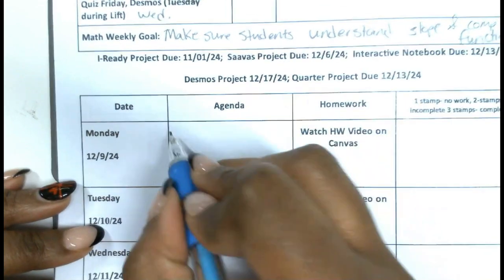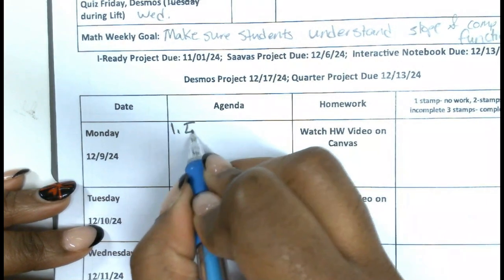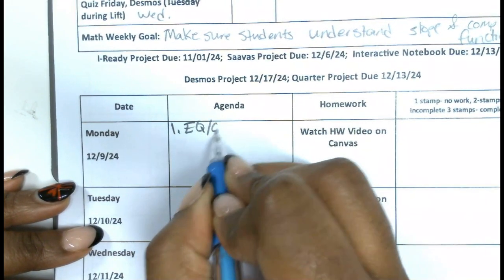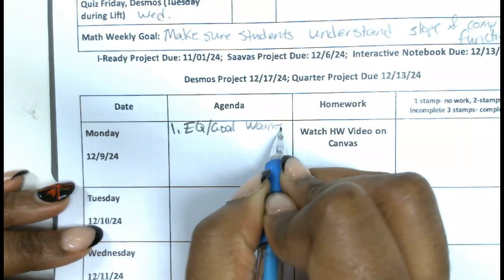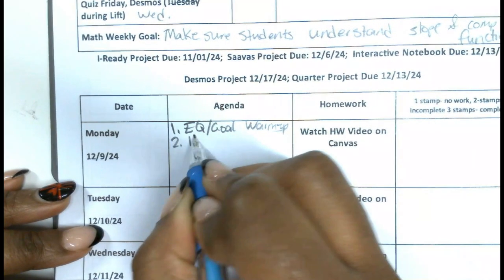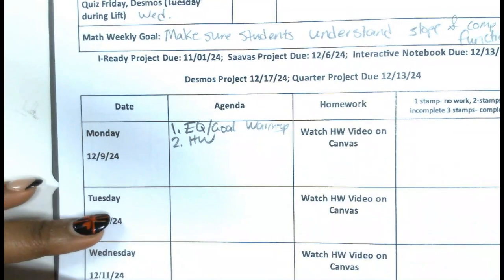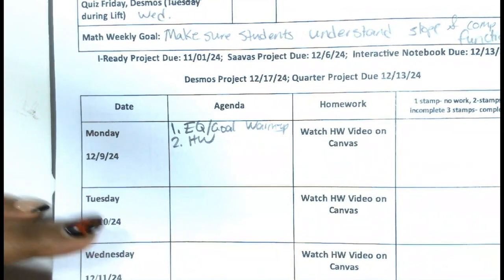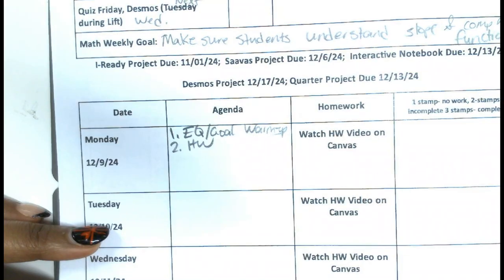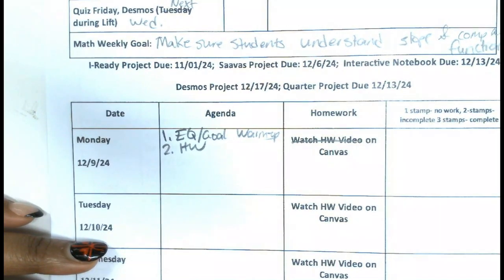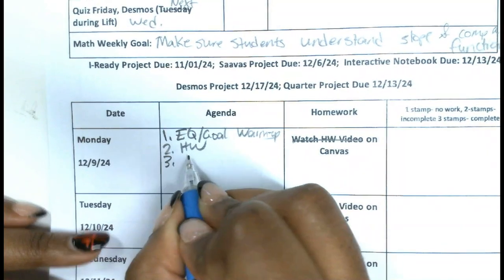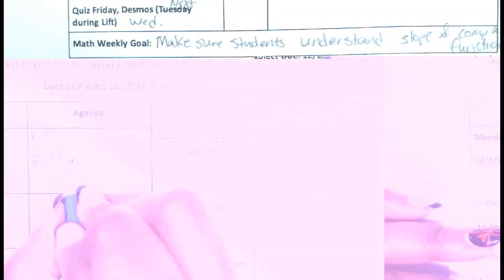Today is Monday. We're writing down our EQ. We wrote down our goal. We're going to go over the warm-up. I am also going to go over the homework. There's not a homework help video, so I'm going to go over the homework. Then we're going to review slope.